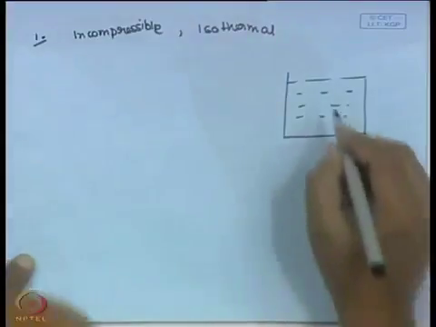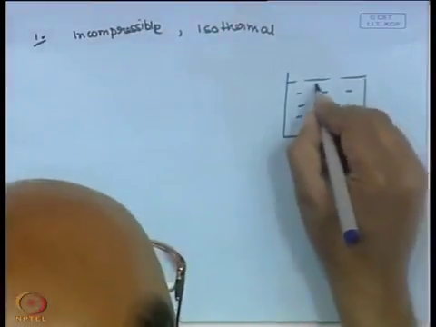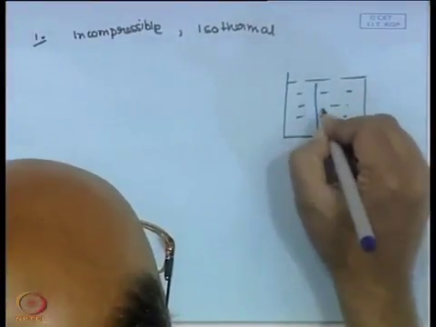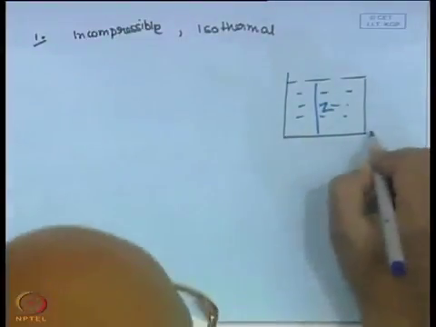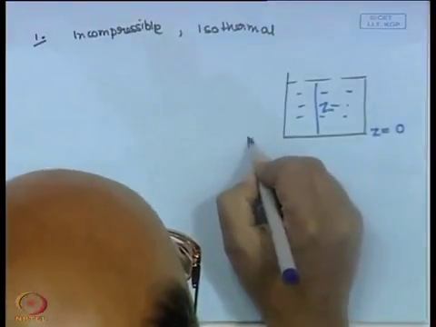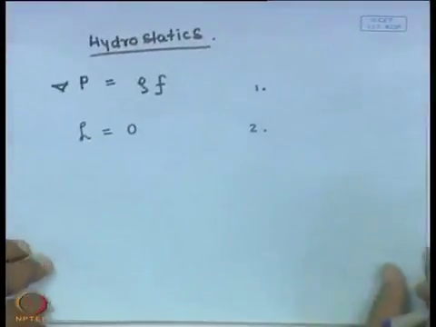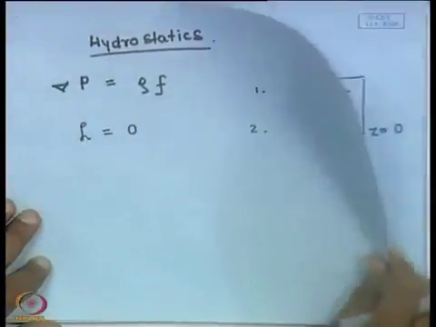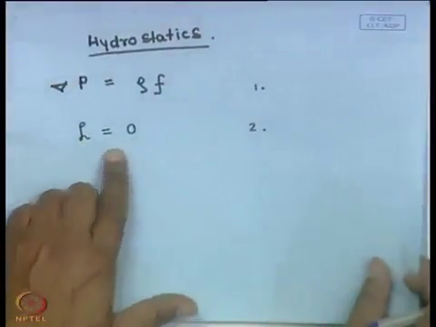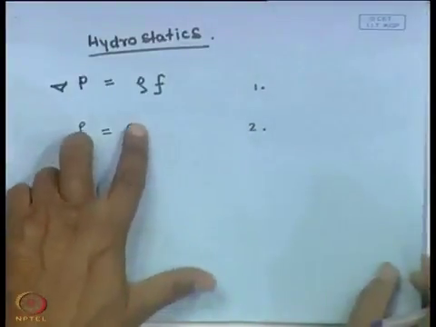And this is the z direction. Let us choose the z direction upwards. Let us call this the z direction, and this is z equal to 0, and the pressure here let us say is P naught. Now, since the temperature is the same throughout, there will be no heat loss from one part of the fluid to another. So, we did not bother about this.